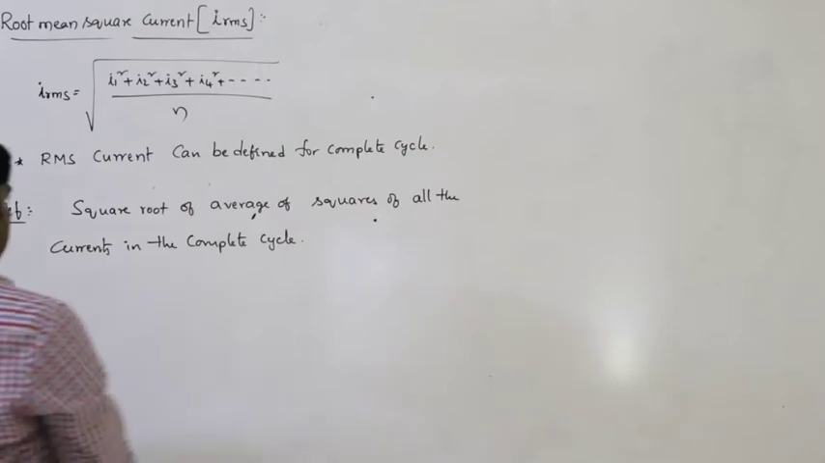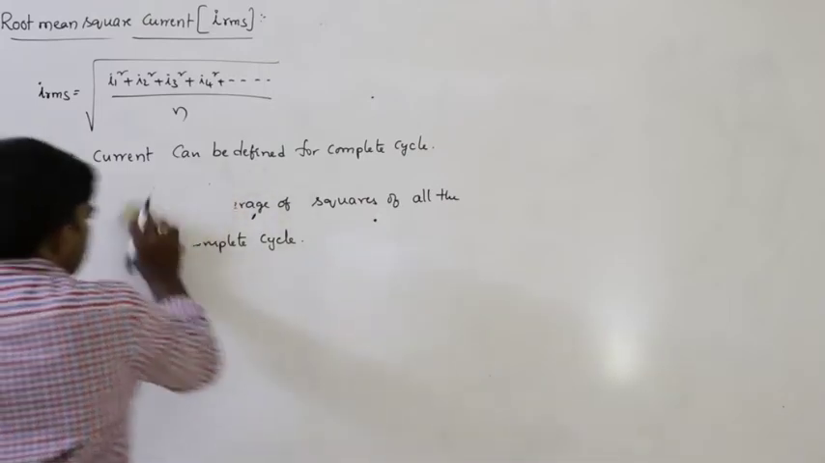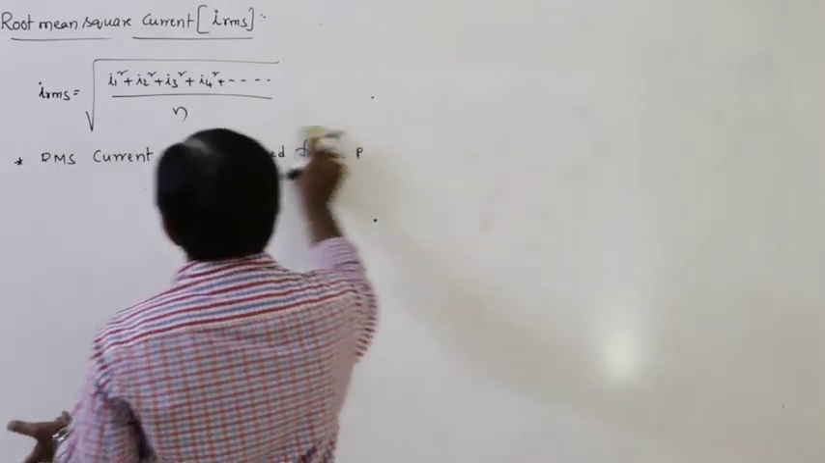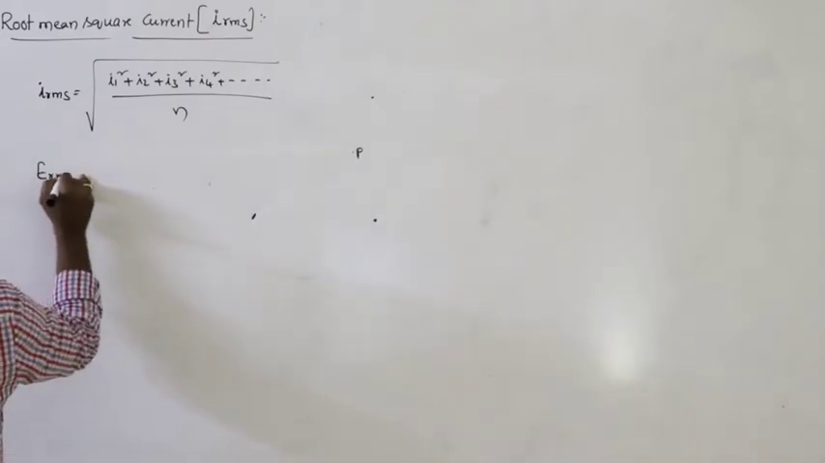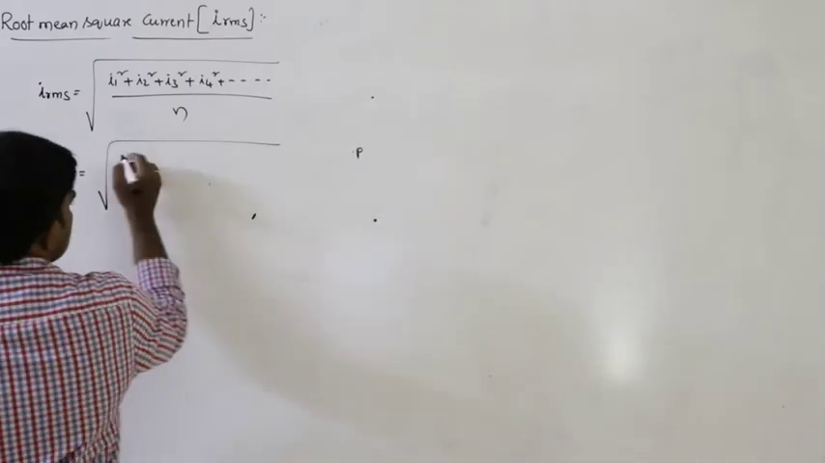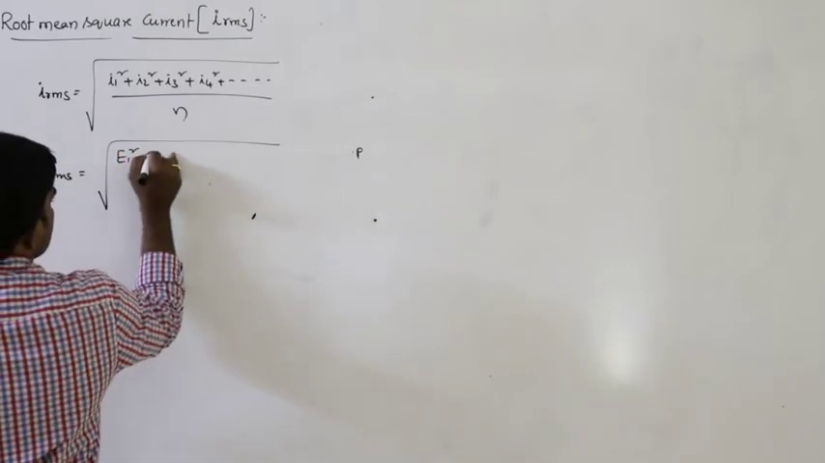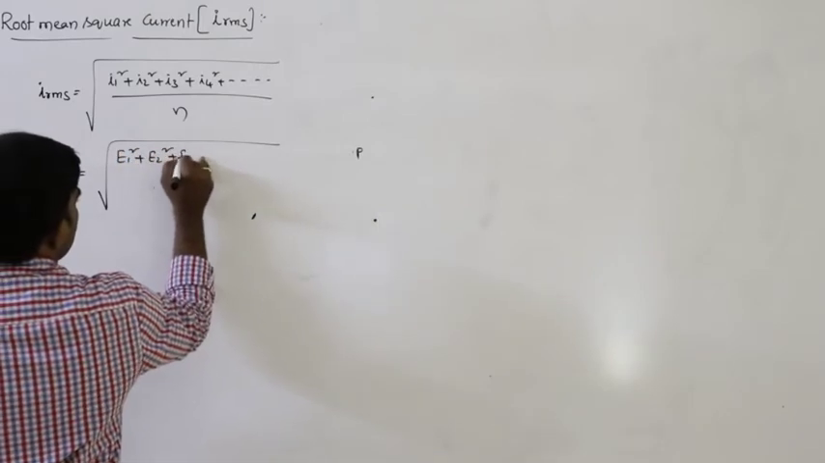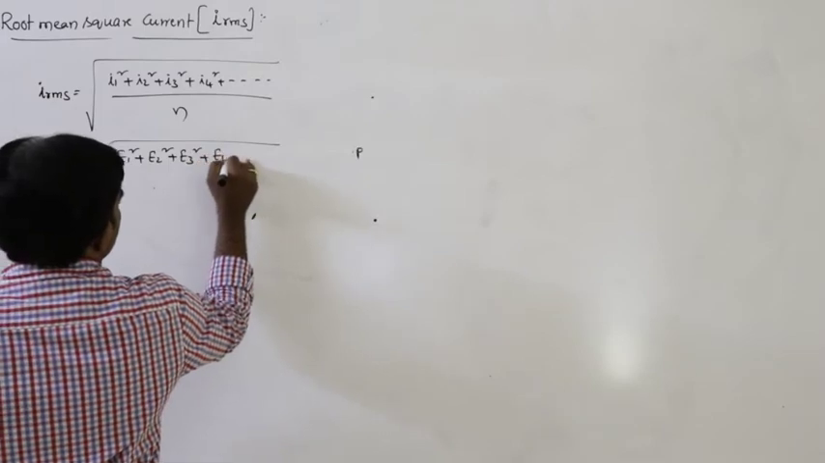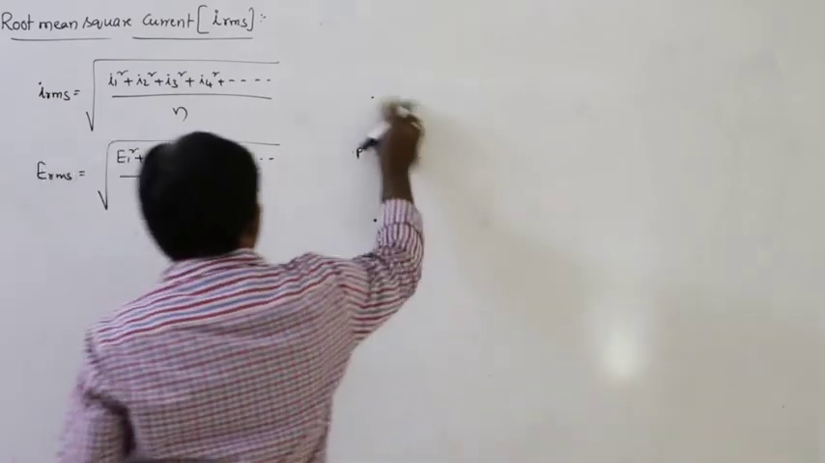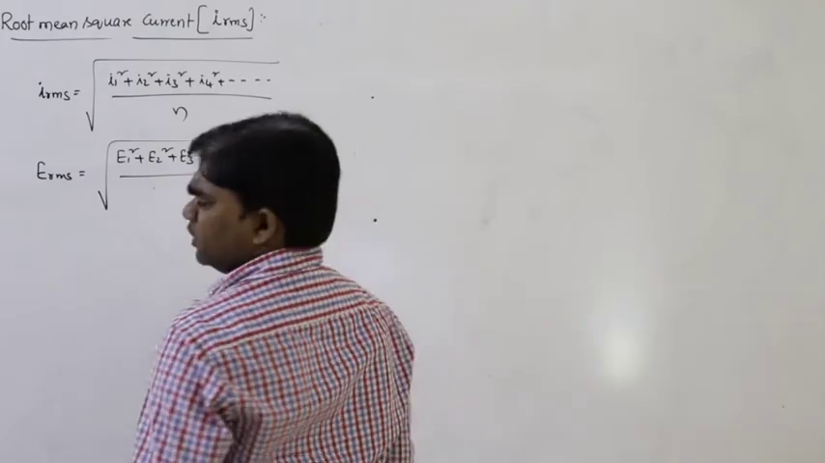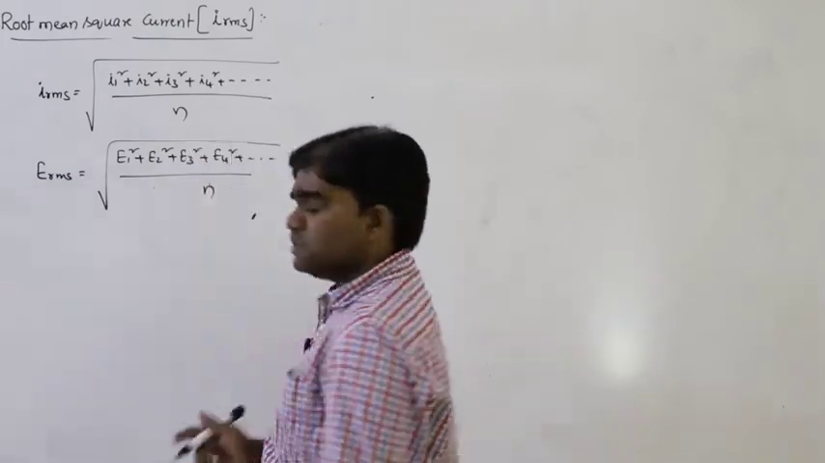So generally RMS potential is also defined here. Based on this RMS potential, ERMS can be written as, simply we can write it as square root of E1 square plus E2 square plus E3 square plus E4 square plus and so on divided by N. So what are E1, E2, E3, what are I1, I2, I3 means?